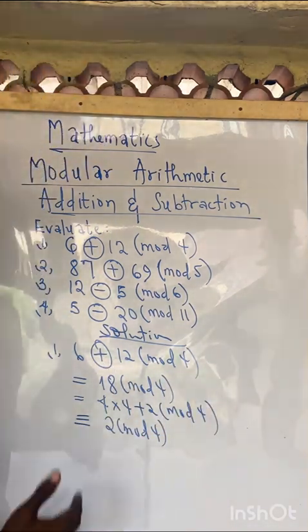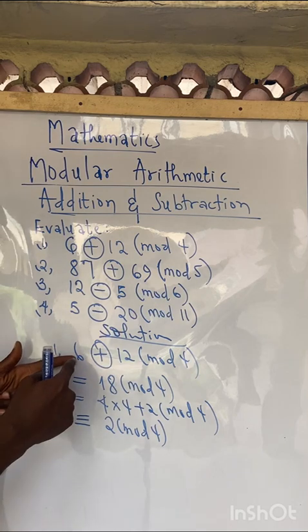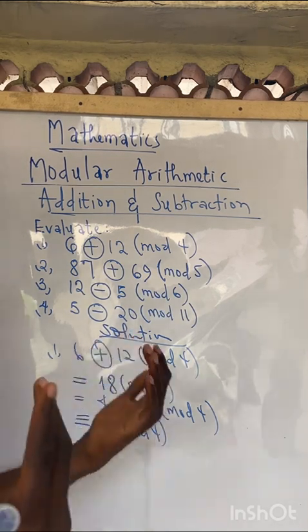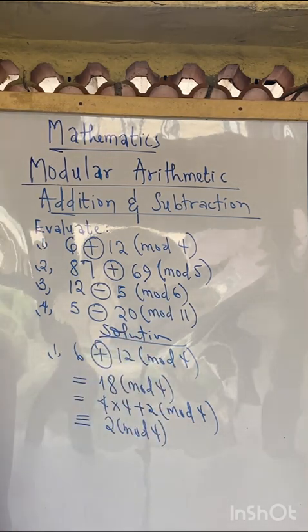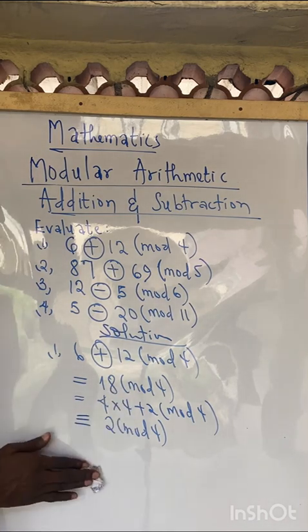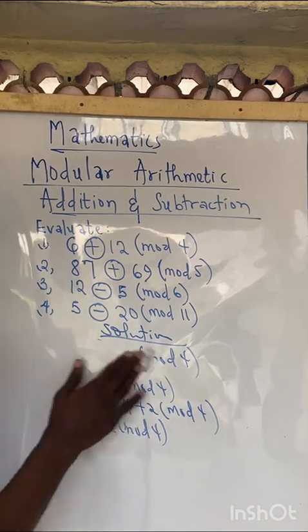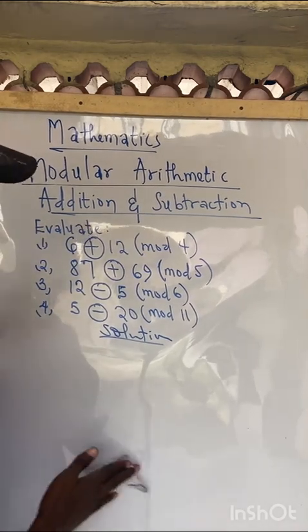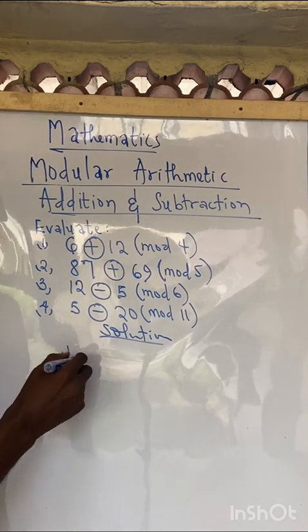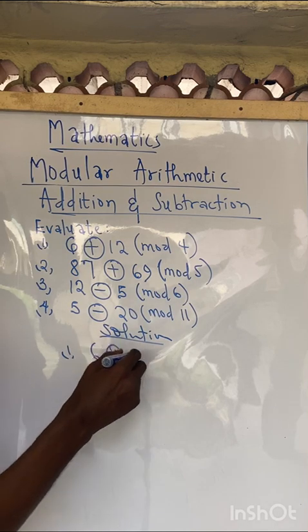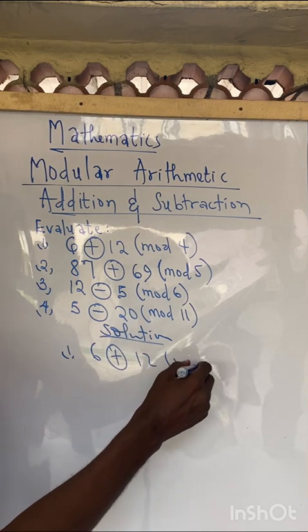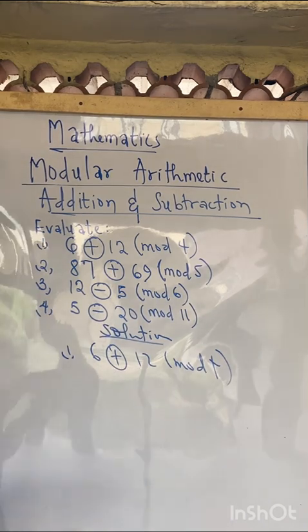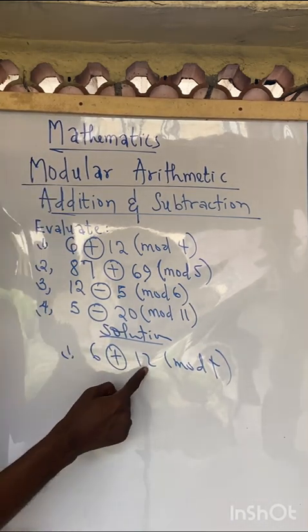Then another way to go about this is to first reduce this to mod 4 and reduce this to mod 4 and add. Let's go about that. This is how we go. Let's look at method 2. Method 2, for the same question, we have 6 plus 12 mod 4. Method 2 for this is by reducing this and reducing this.